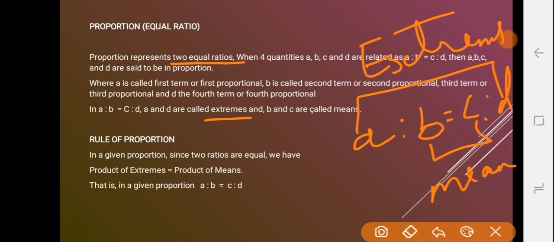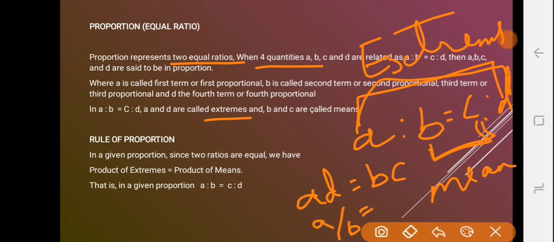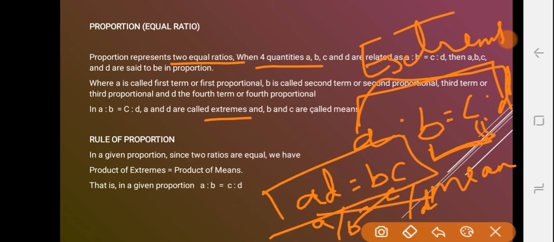We are trying to represent two equal ratios when four quantities are given with respect to proportion. Here a is to b is equal to c is to d, b and c are called means, and a and d are called extremes. Here we can also write this as ad is equal to bc, or a by b is equal to c by d. We can cross multiply also, and you are getting the same thing, taking the extremes and the means aside.